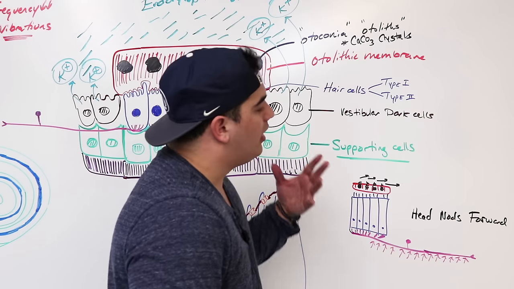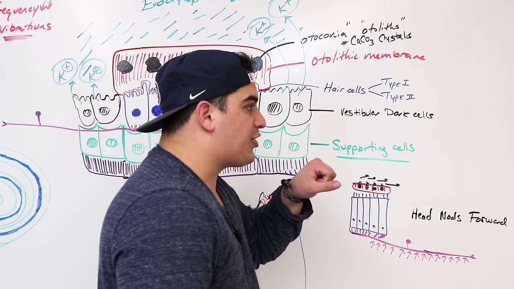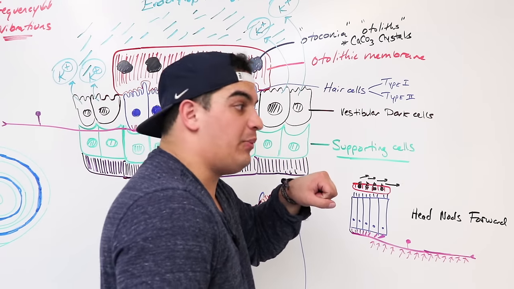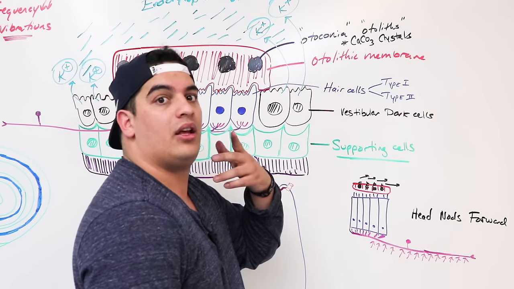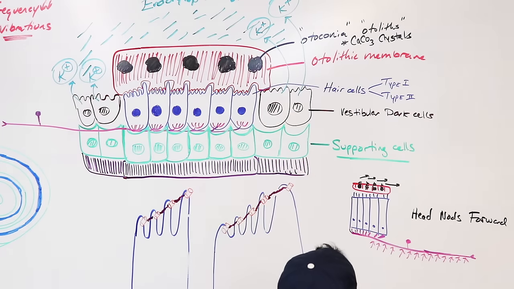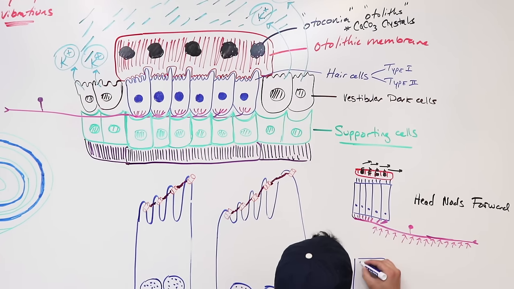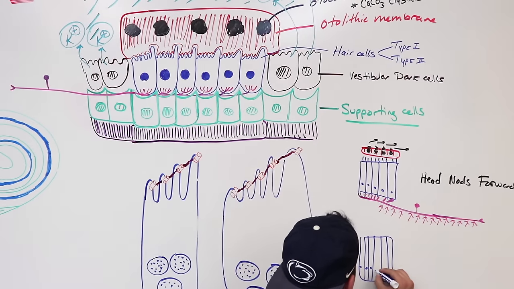Now, let's say that before we even hit the brakes, we actually go from a stopped position and we accelerate. So we're in a stopped position and we accelerate. What happens to your head? It goes backward. So now, let's do this. Here are the hair cells again. I don't know why, but they're getting longer. Here are the hair cells again.